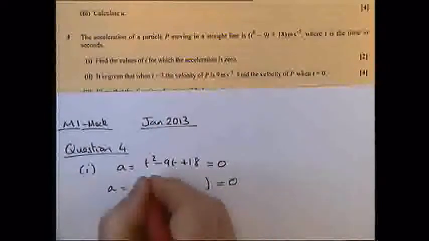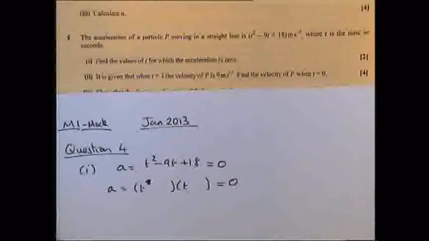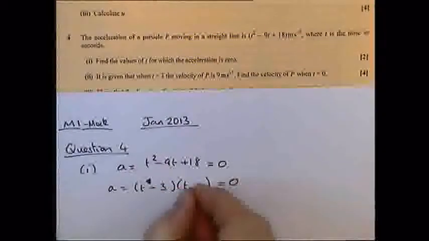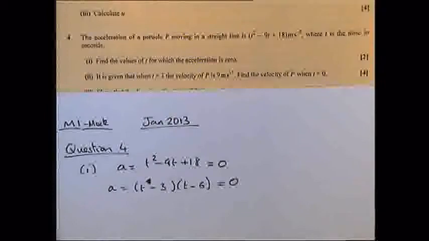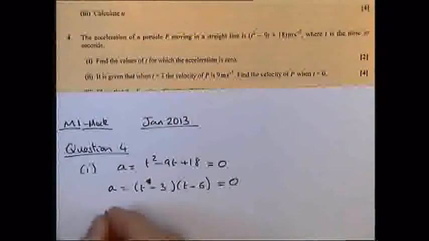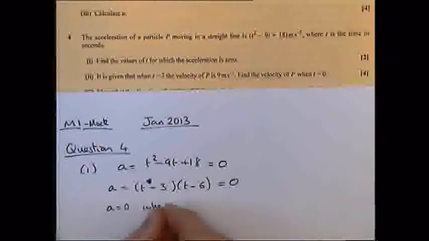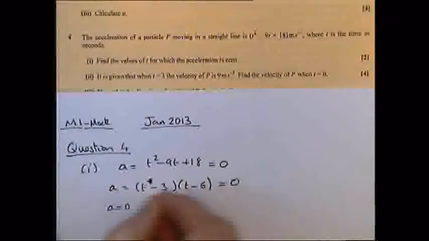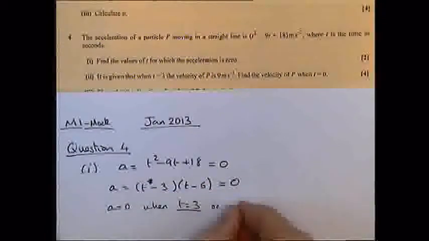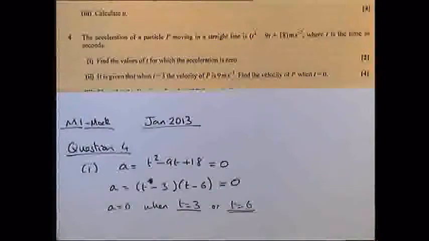So we're going to get t and t, and we're looking for two numbers that multiply together to get 18 and add together to give negative 9. So off you go, and factorize that please. Good, you should have got negative 3 and negative 6. So we know that acceleration is 0 when t equals 3, or when t equals 6. Nice 2-mark question for the beginning of that question. You should all have been able to get that one.